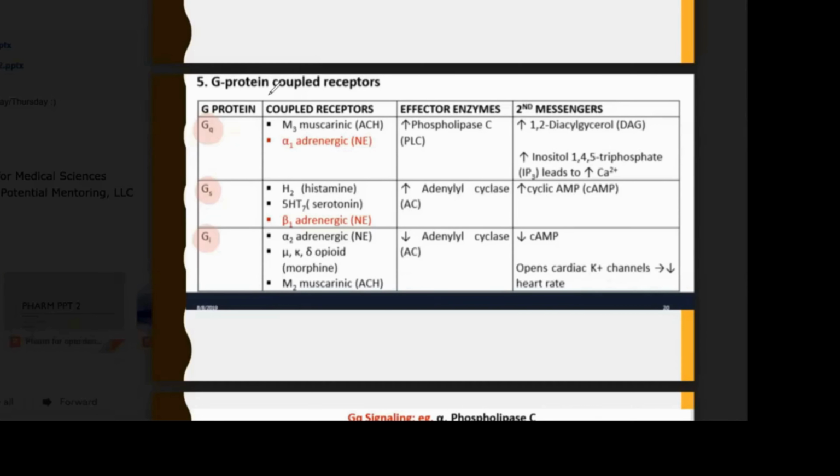Histamine, serotonin also use GS, and you can remember the S's in those terms, so histamine and serotonin, and then the opioids bind the GI. So you can think of this like morphine and opioids also in general. If you were to think about their effects, you would primarily think of them as inhibitory.